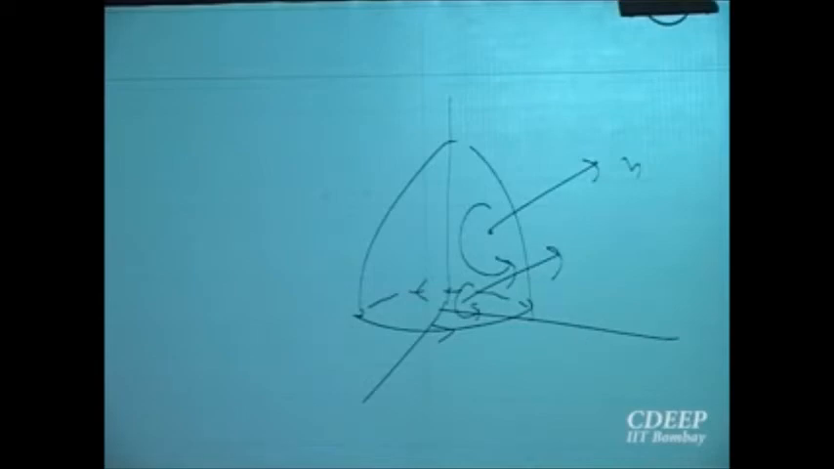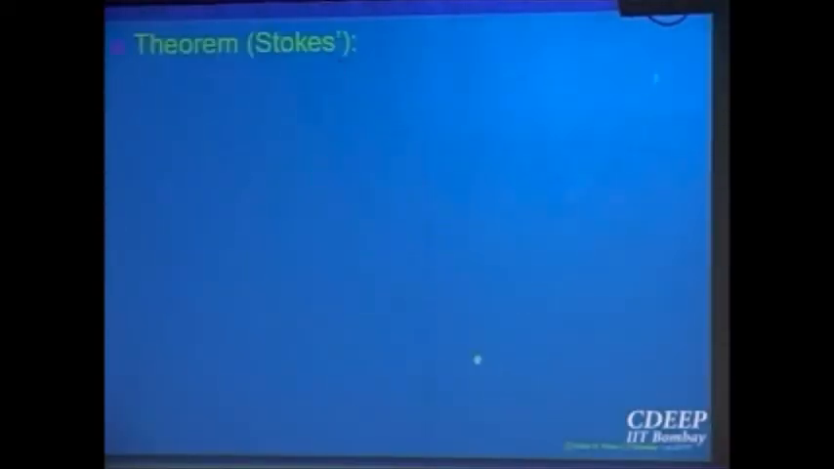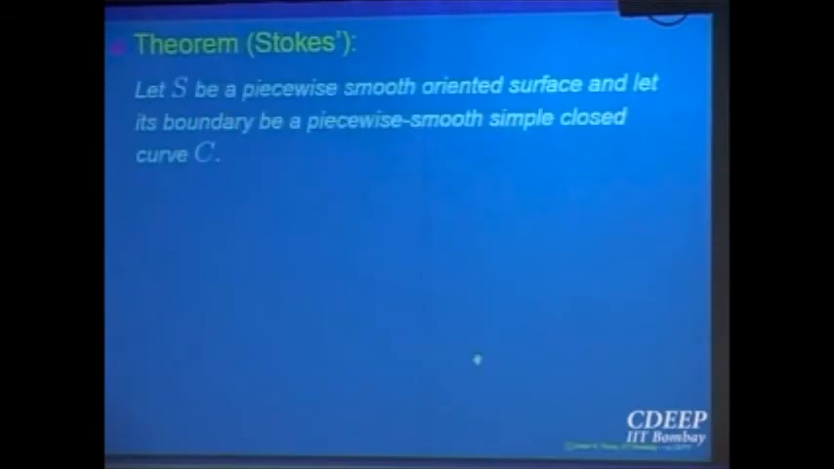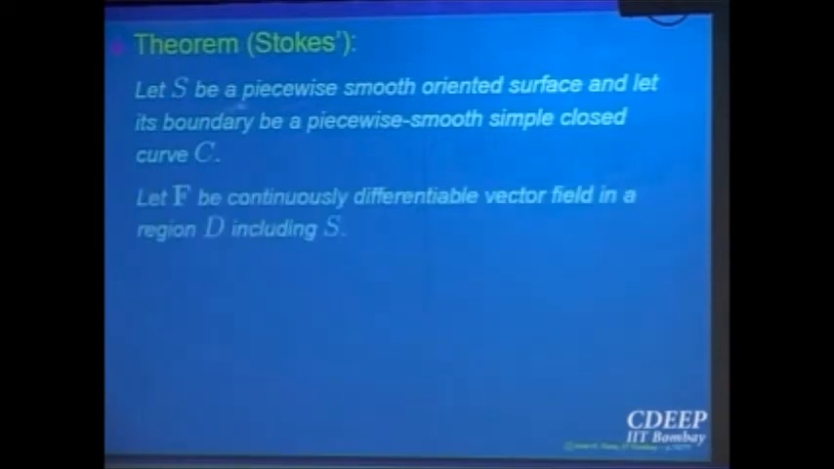Okay. So let us go ahead and state our theorem, which is called Stokes' theorem. For a surface, there is one notion of surface integral, and there is one notion of line integral over the boundary. It relates the two in the following way. S is a piecewise smooth oriented surface, C is the boundary, and F is a continuously differentiable vector field defined in the domain D, which includes the surface as well as its boundary, because we are going to compute on both.